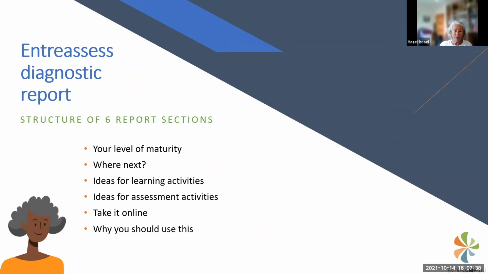So the structure of the report then, there are 6 report sections. The first is your level of maturity. Where are you in this taxonomy? Where next? What are your next steps? What are you aiming for next? But then ideas for learning activities that you can use with your students, ideas for assessment activities, and ideas for online practice. And then there's that benefit element as well.